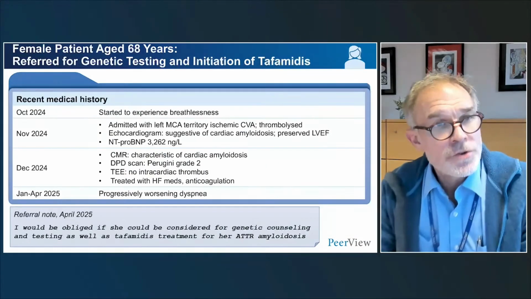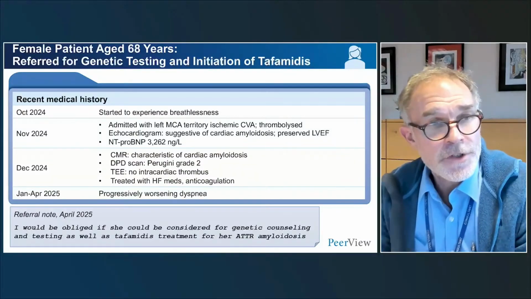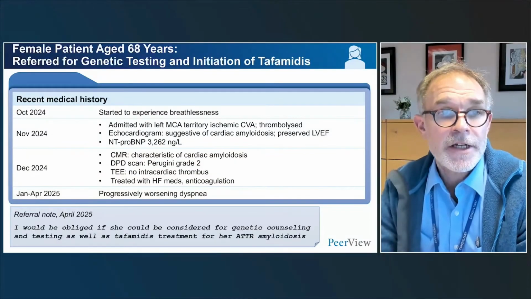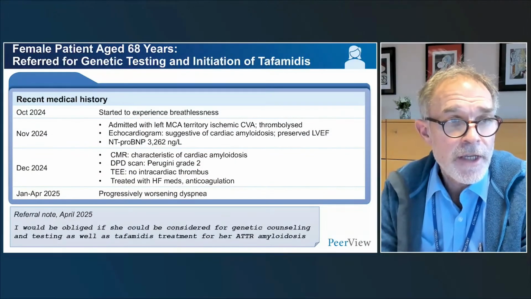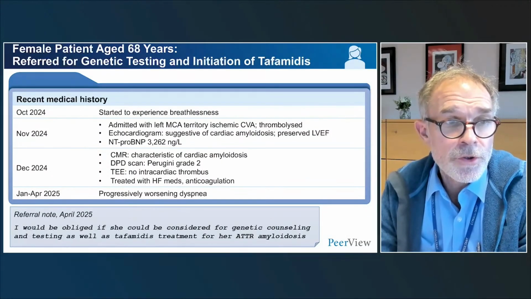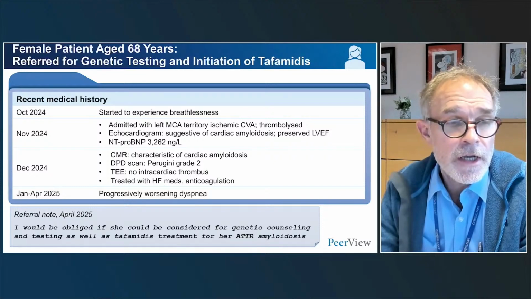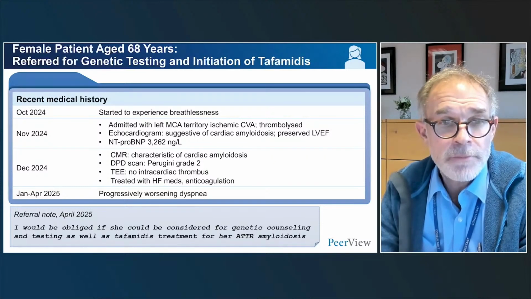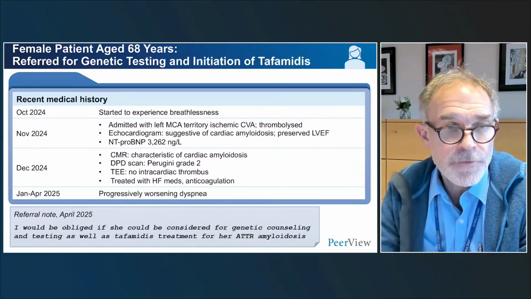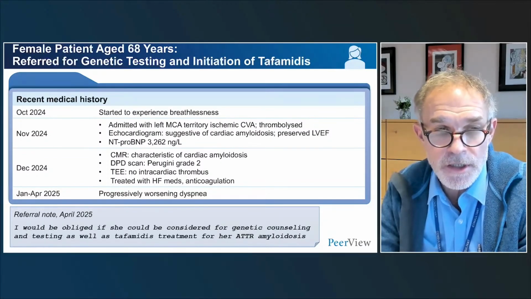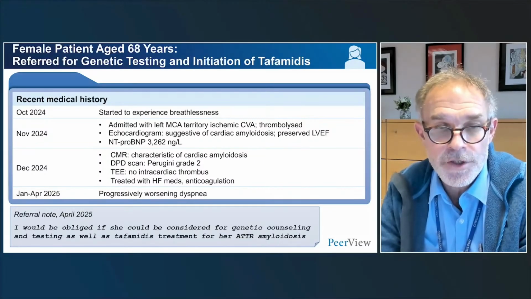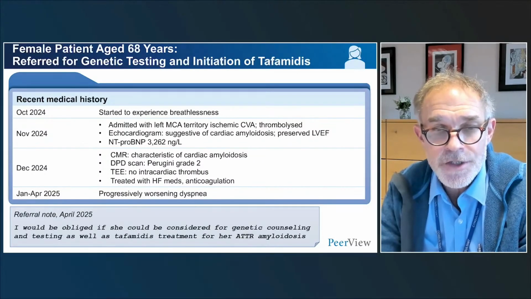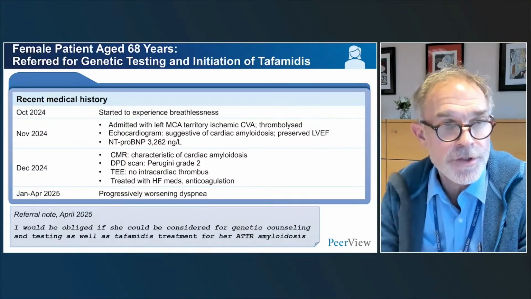So I'm going to present a case that was referred to us here at our national center in the UK. It's a case of a 68-year-old woman who was referred, and I draw your attention to the referral note at the bottom. I would be obliged if she could be considered for genetic counseling and testing, as well as tafamidis treatment for her ATTR amyloidosis. So she was referred as a case of ATTR amyloidosis.